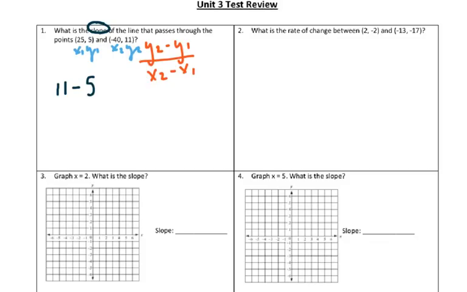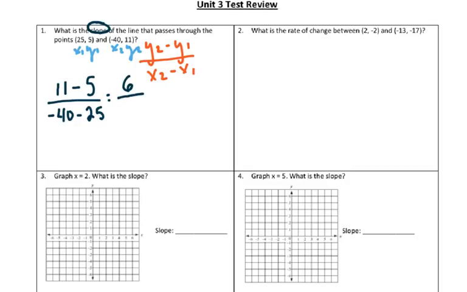So the top, y2 minus y1, is done. So now on the bottom, I have x2. So x2 is a negative 40. Then I have a minus sign. x1 is the number 25. So now, go ahead and simplify 11 minus 5. You will get the number 6.